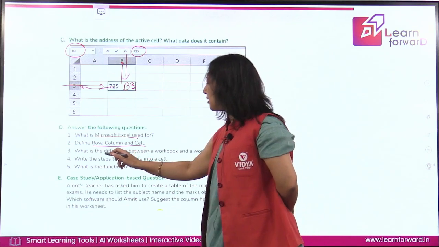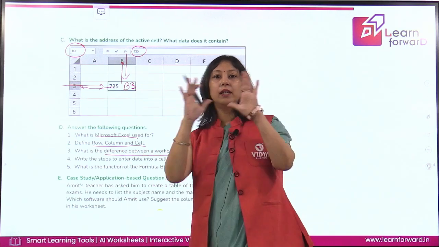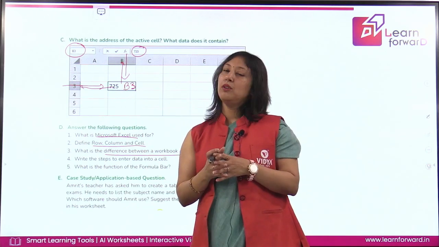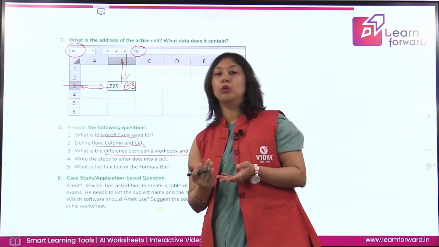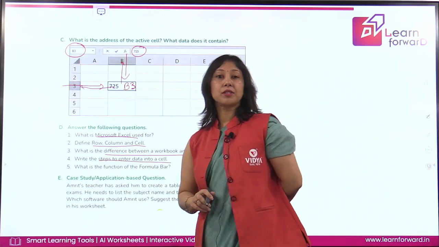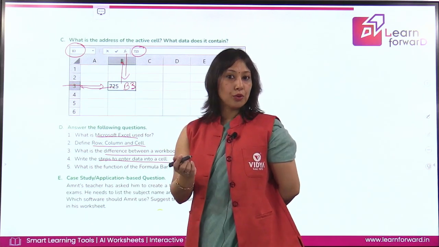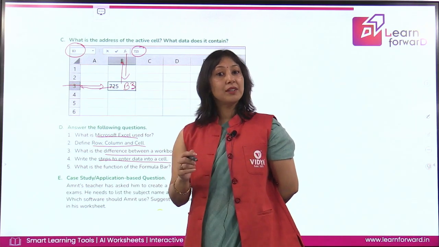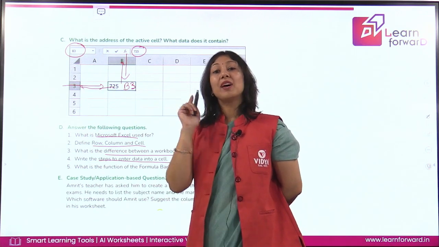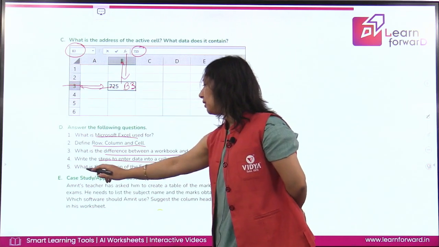Okay. What is the difference between a workbook and a worksheet? A worksheet is basically one grid of rows and columns where you save your data, and a collection of many worksheets is known as a workbook. Okay. Write the steps to enter the data into a cell. First, you will select the particular cell where you want to enter the data. Once you have selected that cell, then you will type in your data over there and then press enter. Okay, that data will be fed in to that cell.